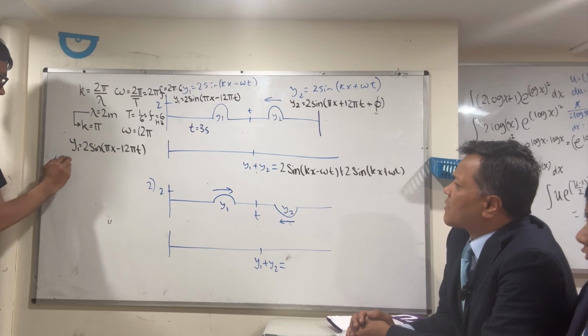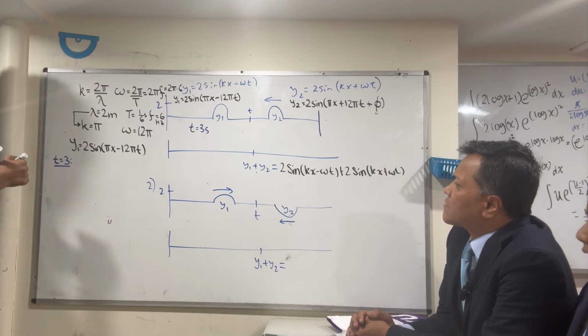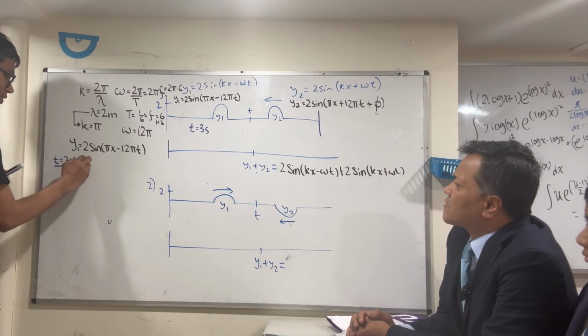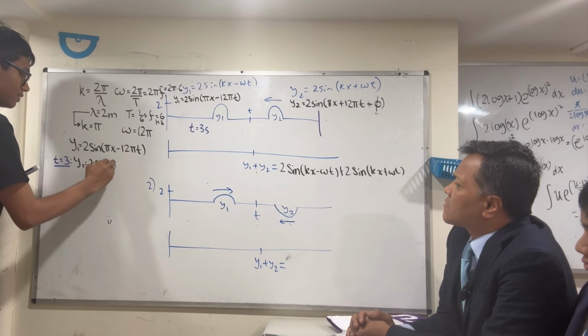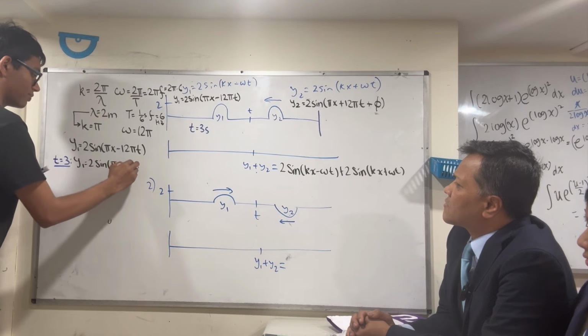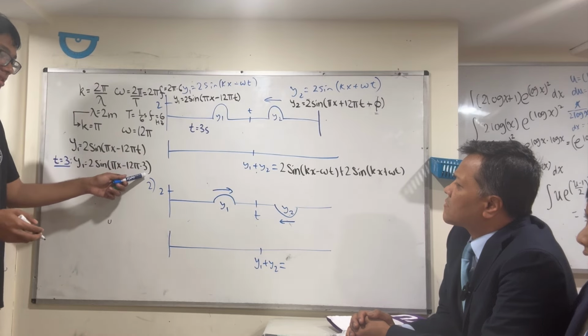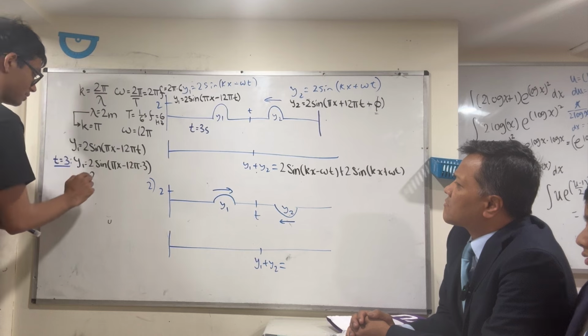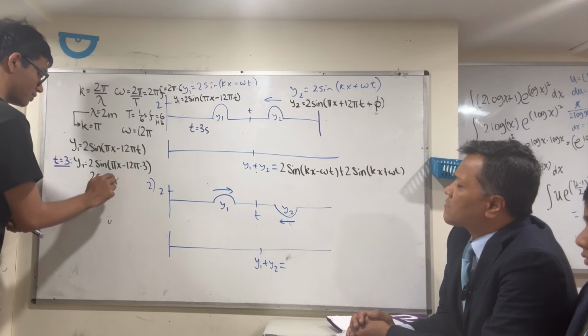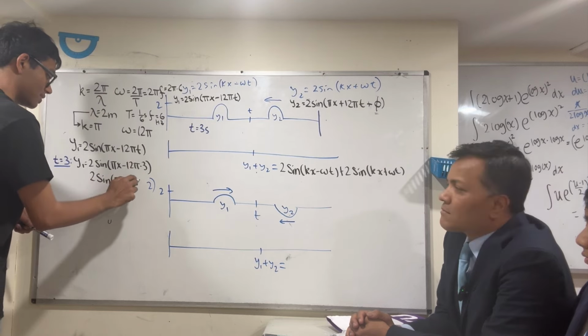Let's see. There's a phase shift of exactly 36 pi. So y1 is 2 sine pi x minus 12 pi times 3. So that 12 pi times 3 is 36 pi. So 2 sine pi x minus 36 pi.